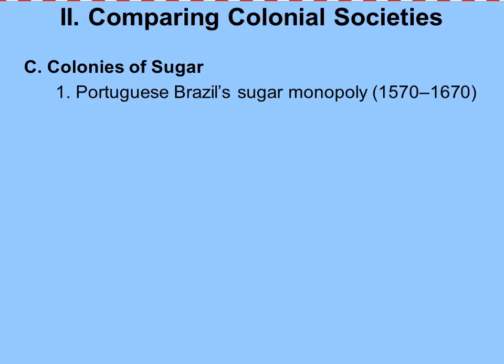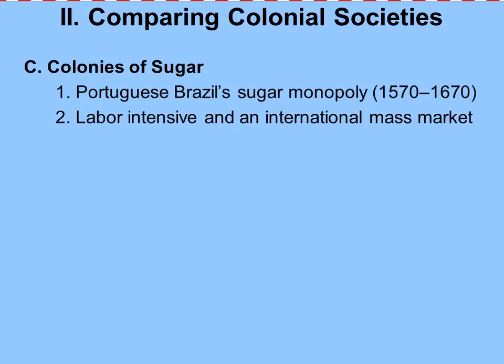After learning about sugar from the Arabs who were trading in the Mediterranean, the Portuguese pioneered sugar production in Brazil and enjoyed a century-long monopoly in the Americas until later the British, Dutch, and French got involved in the Caribbean. This had social as well as economic consequences.